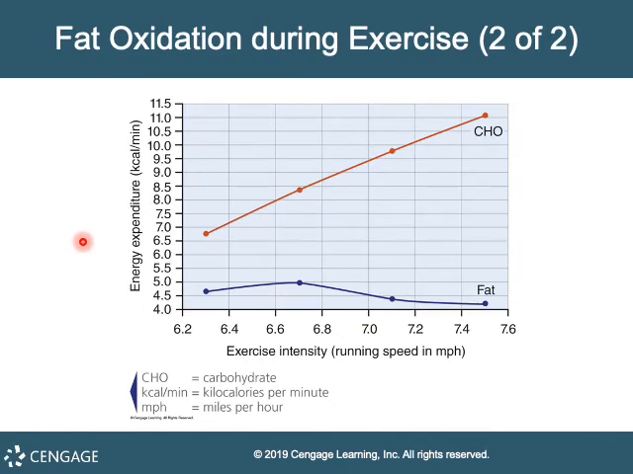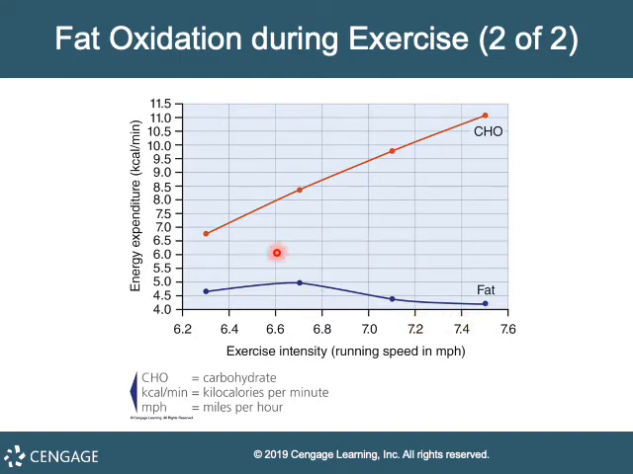This slide shows the absolute fat and carbohydrate oxidation. Absolute energy expenditure from carbohydrate oxidation increases as exercise intensity increases and is higher than fat oxidation at all running paces. Absolute fat oxidation increases as the exercise intensity increases from a running speed of about 6.3 to 6.7 miles per hour, then declines as the exercise intensity continues to increase.